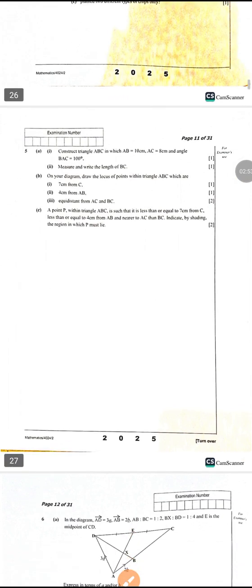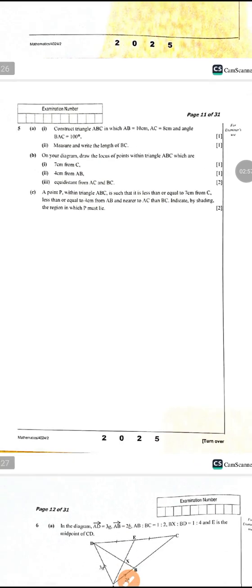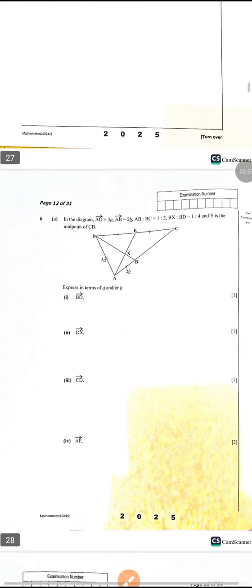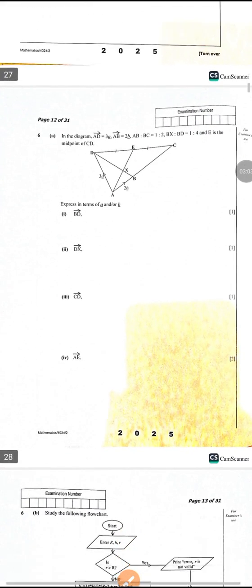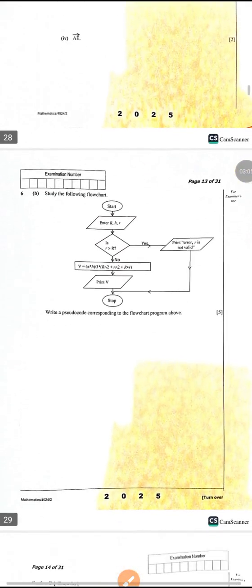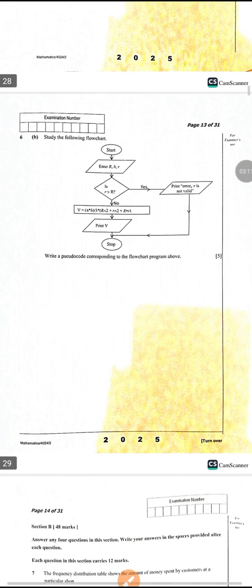Okay, we're having construction. As you can see, this question is always there in mathematics paper 2. I hope you can see the vectors. Yeah, we're having vectors here, and then we're having computer. This question is not common, but it is always there in mathematics paper 2. This actually marks the end of section A.